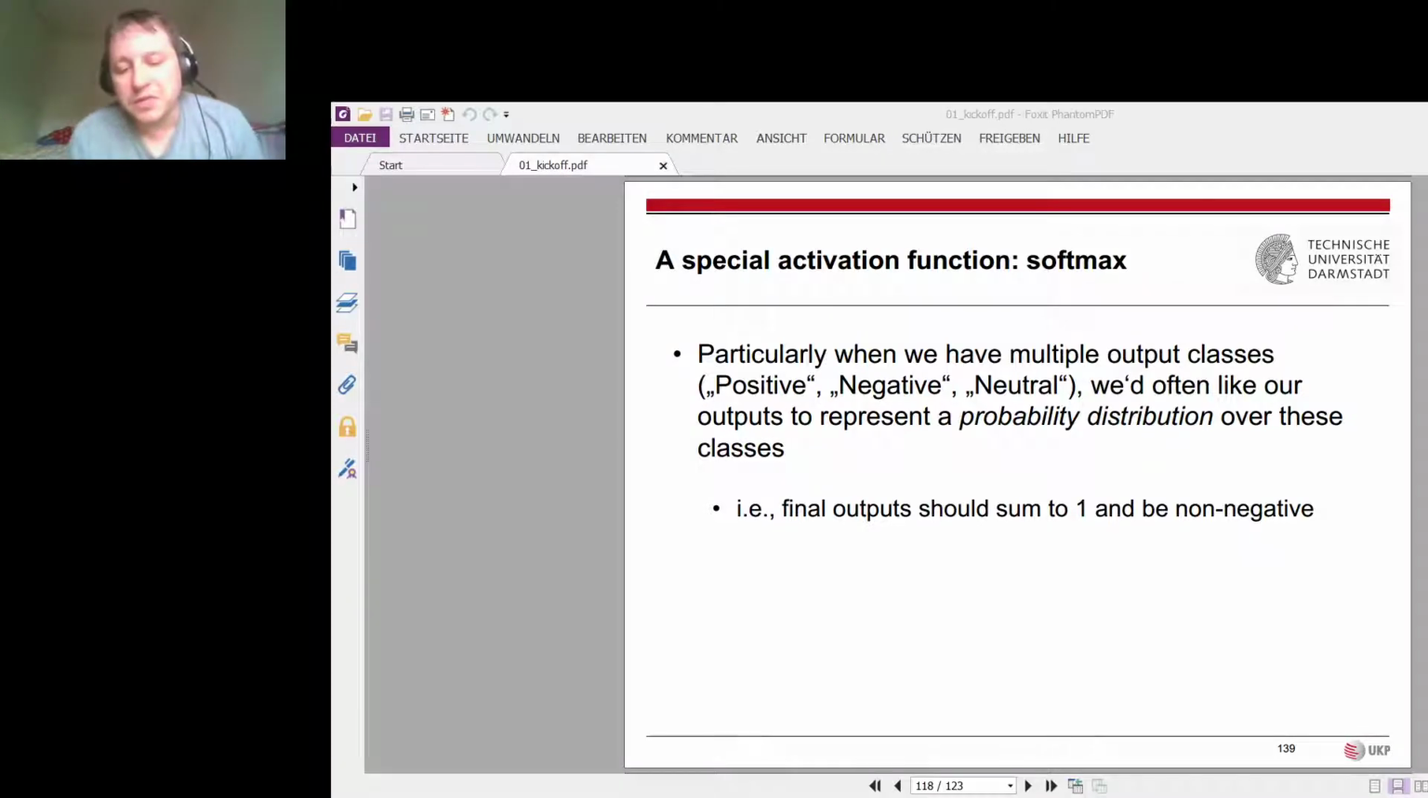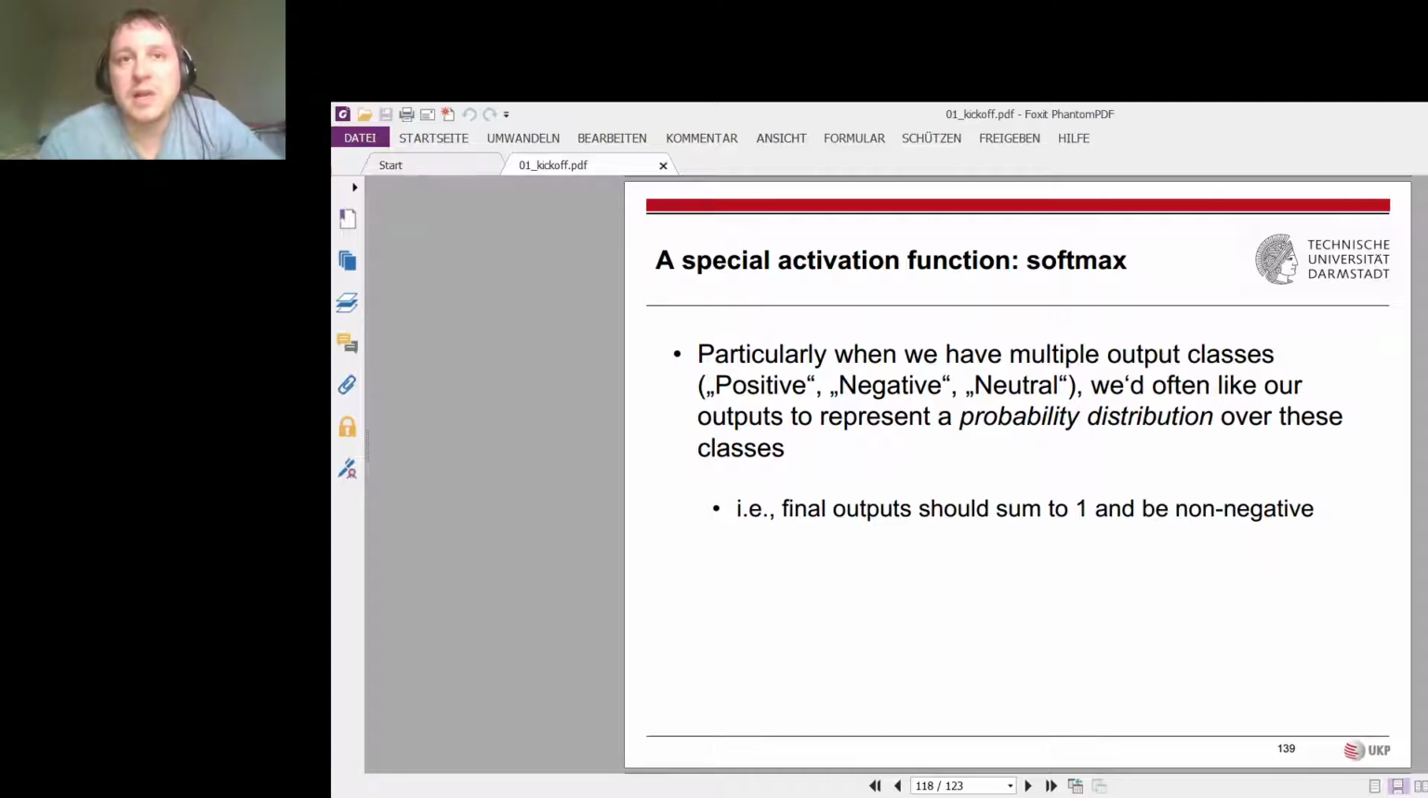So there's one activation function which is kind of special in certain respects, and this is the so-called softmax activation function. Sometimes we have multiple output units, and we also have multiple output classes like positive, negative, neutral as the sentiment of some sentence, right? And in this case, we have maybe 3 output units for these 3 output classes, and we would like our output to represent a probability distribution over these classes.